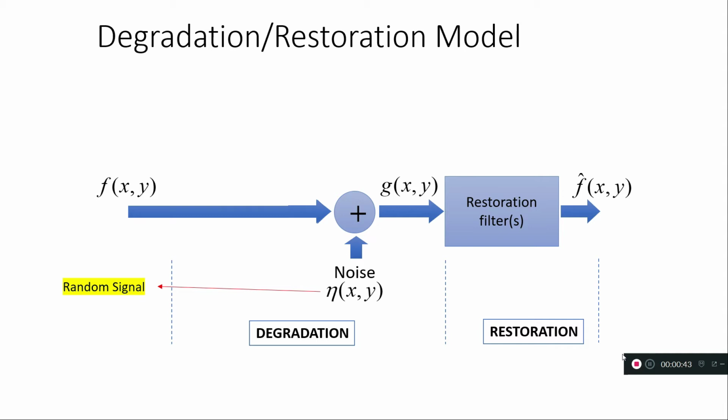Since the noise is a random signal, you cannot represent it in a mathematical expression, except you can represent the random noise by using the probability distribution function. That is the only way we can represent the random signal or random number. So how do we obtain the PDF, or probability distribution function?